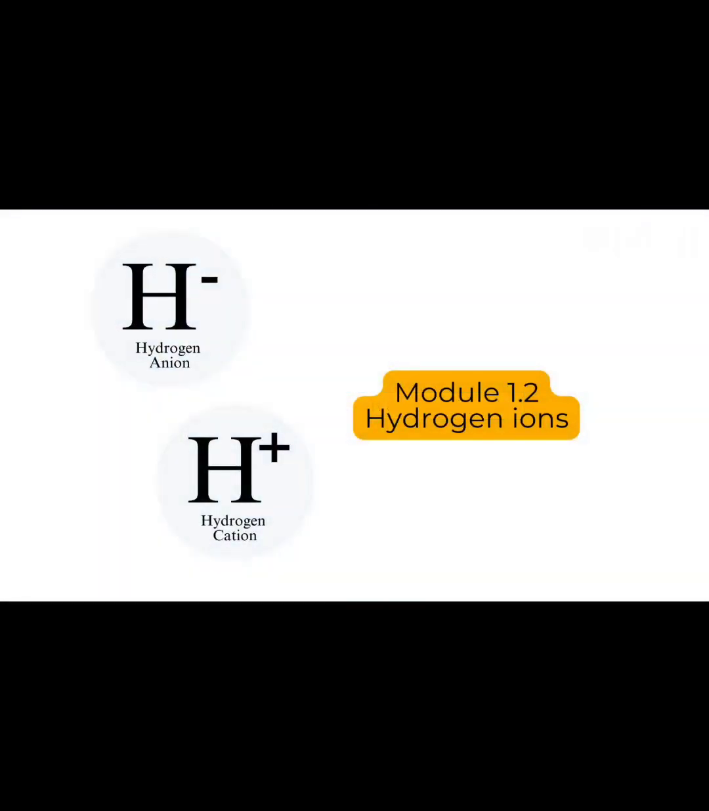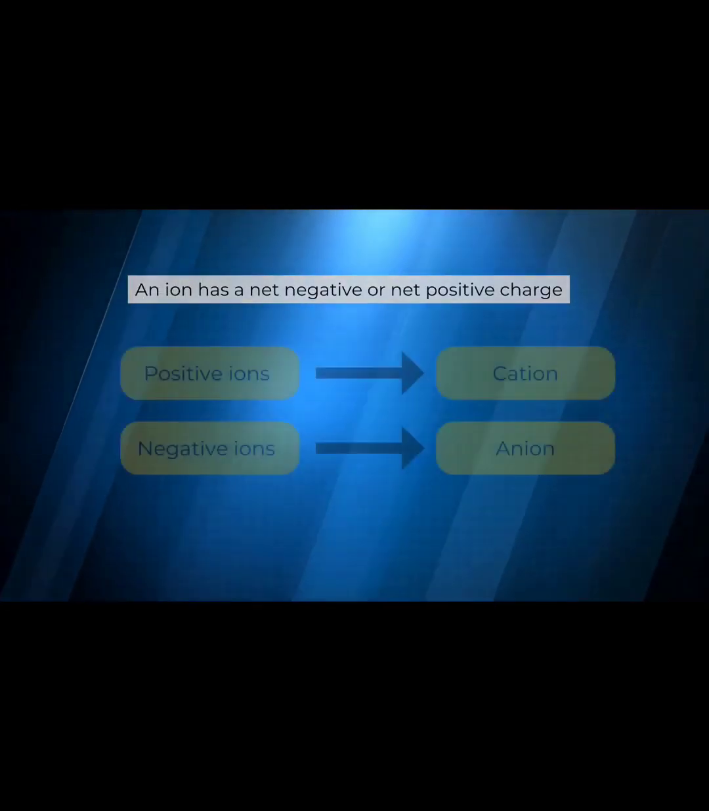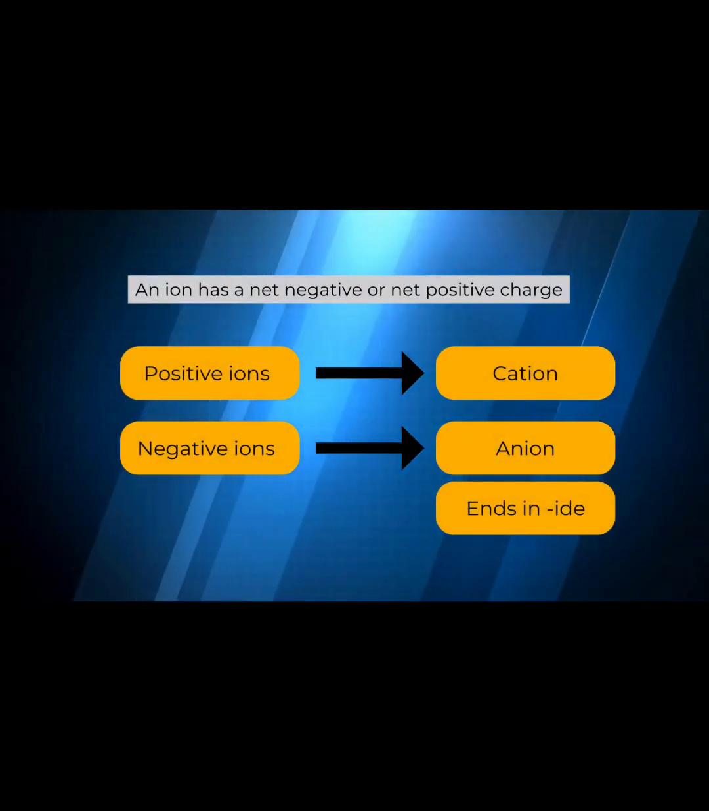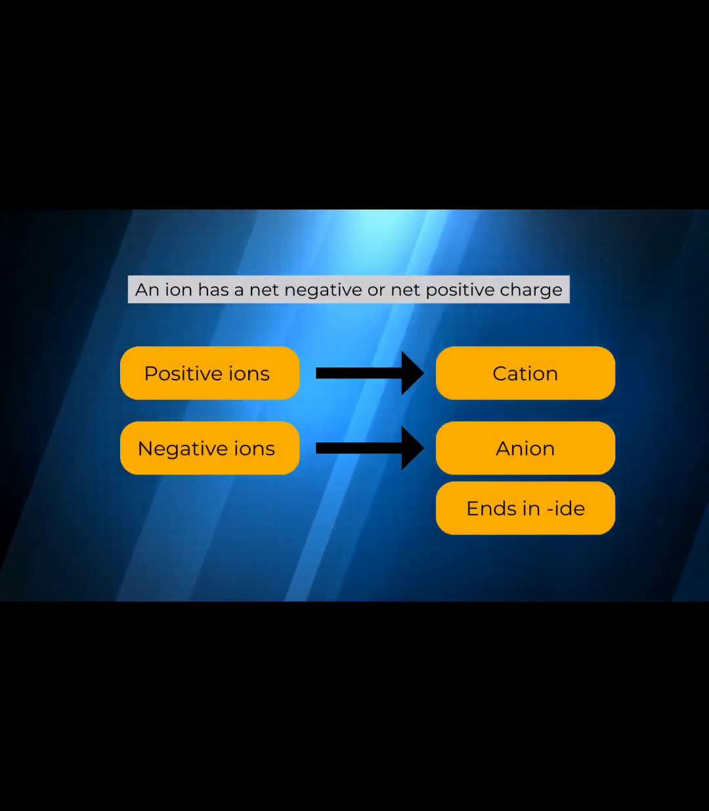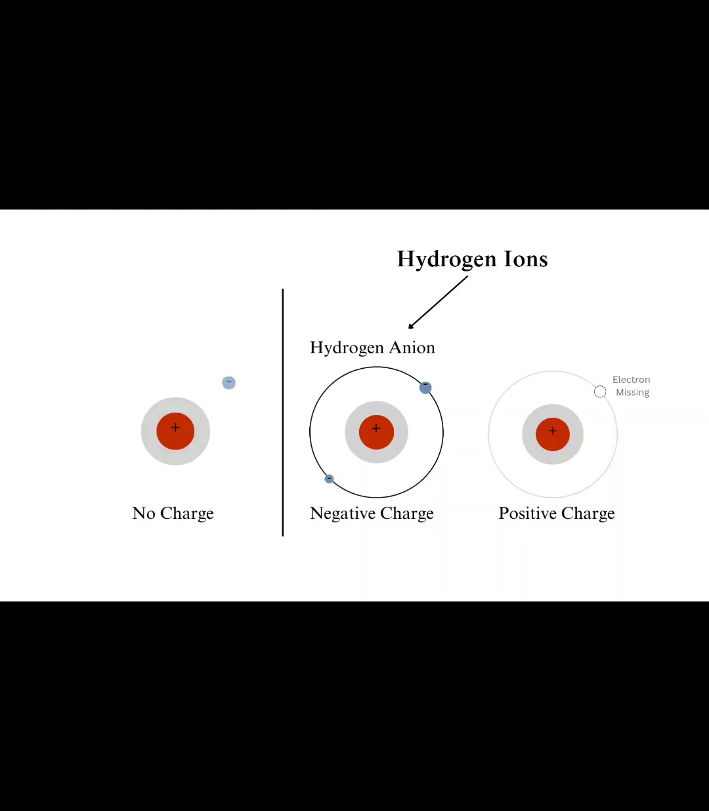Now let's talk about the 2 hydrogen ions, the hydrogen anion and the hydrogen cation. Remember, an ion is simply something that is not neutral, but has a net negative or net positive charge. Atomic hydrogen is neutral, but if we add an extra electron, then we get a negative hydrogen ion, called the hydrogen anion. If we remove an electron from atomic hydrogen, then we only have the proton left, which makes a positive hydrogen ion, called the hydrogen cation.